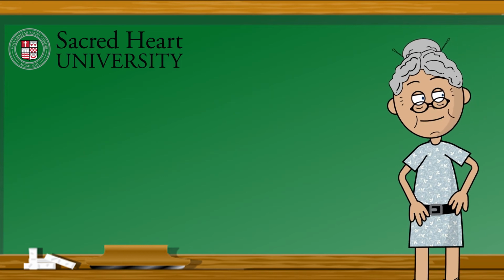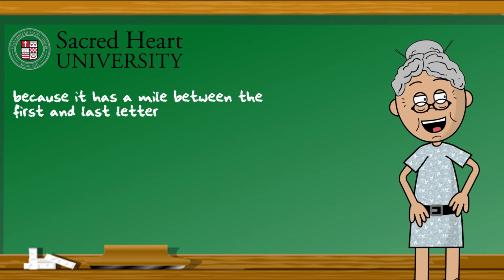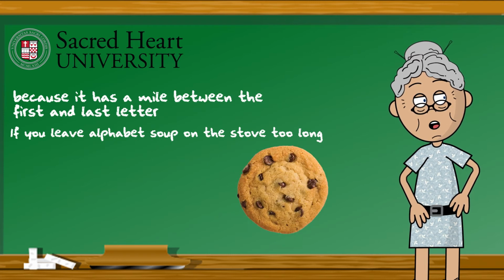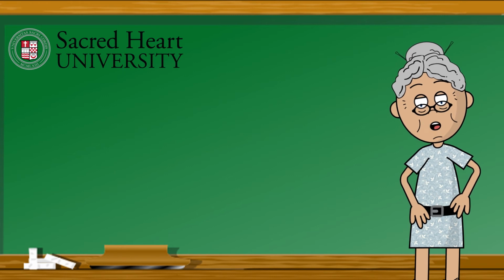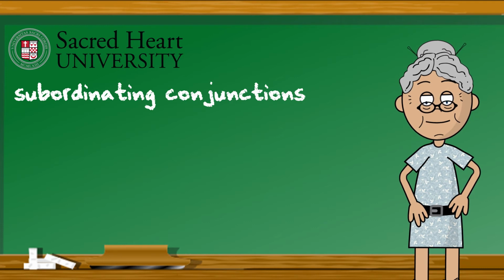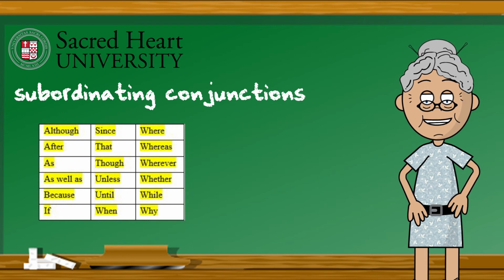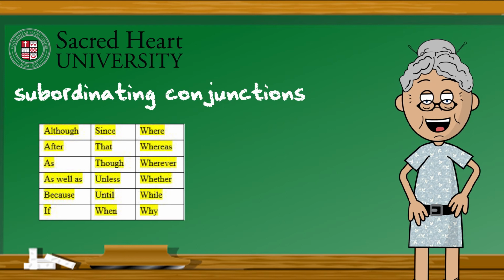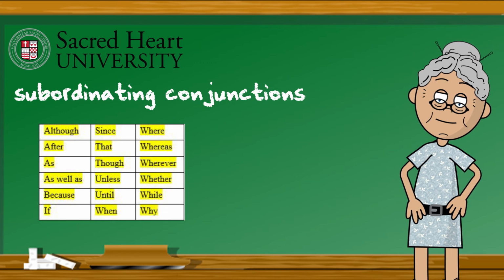If you said, because it has a mile between the first and the last letter, and if you leave alphabet soup on the stove too long, have a cookie. You found the subordinate clauses. They begin with another kind of conjunction, the subordinating conjunction. Here are some examples of subordinating conjunctions. Although, after, as well as, because, if, since, that, though, unless, until, when, where, whereas, wherever, whether, while, and why.